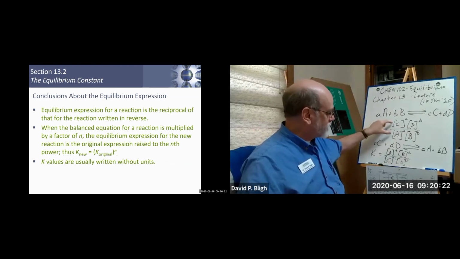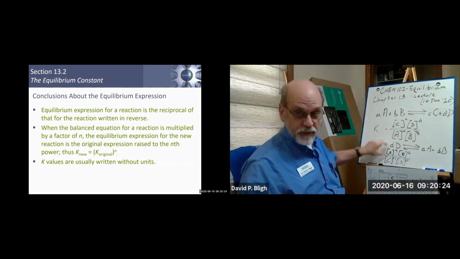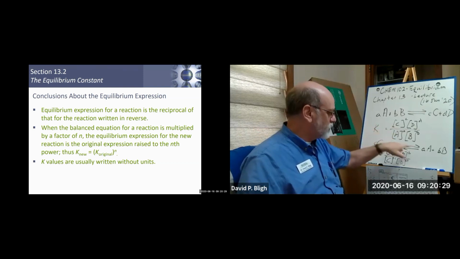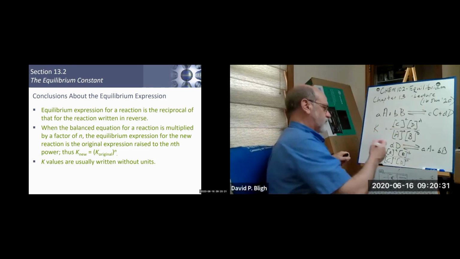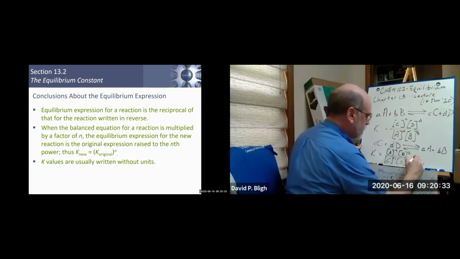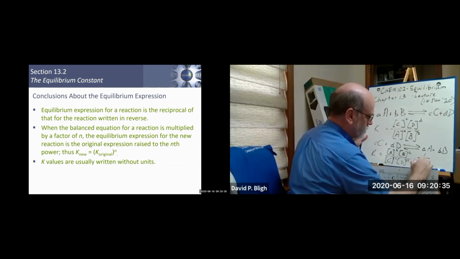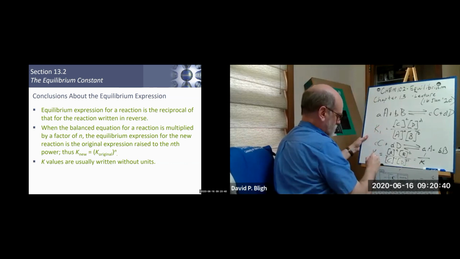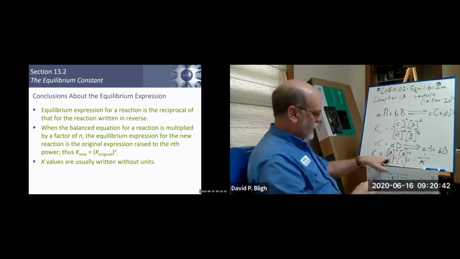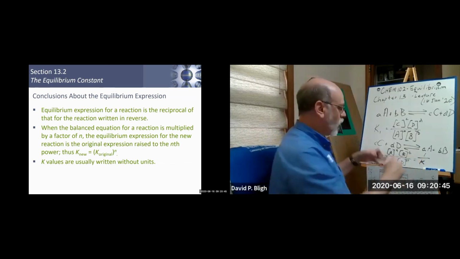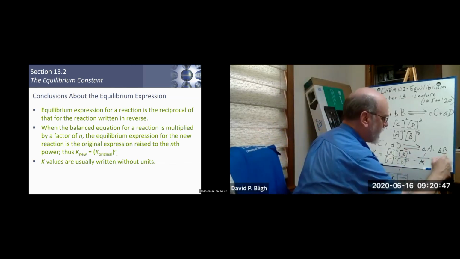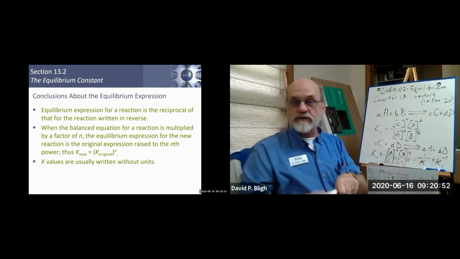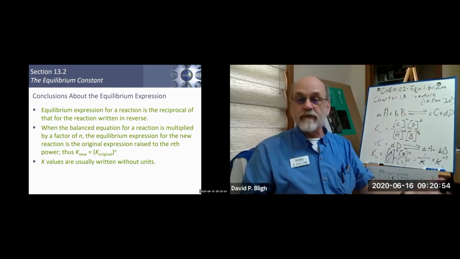You can see that this is the reciprocal of that one, or that's the reciprocal of this one. So if you know this K for that one, then you know for the reverse reaction, the K for this one is equal to, let's see, for this one, it's 1 over K, or K to the minus 1. You just take the reciprocal of it, then you have the K for the reverse reaction.